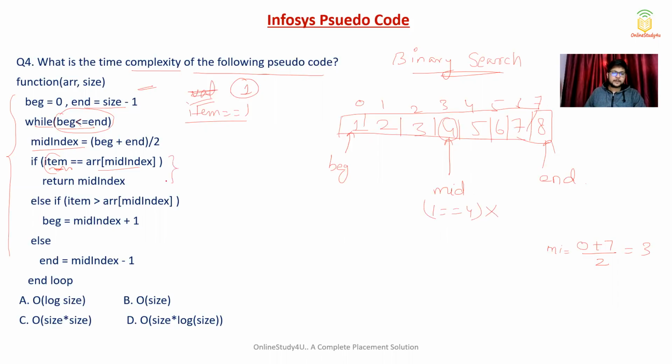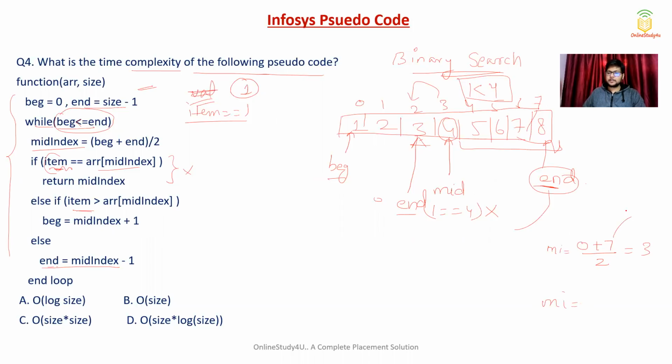So this case does not satisfy. So is item greater than array at mid index? Is 1 greater than 4? No, it is not. So we have to search in the left half, right? So what have we done? For that, we have marked end is equal to mid index minus 1. Since my 1 is less than 4, obviously it cannot be present in this half. So what I did, I brought end to here at this point, right? And now I again repeated the process. This is my beginning, this is my end, and now I'm calculating mid index again.